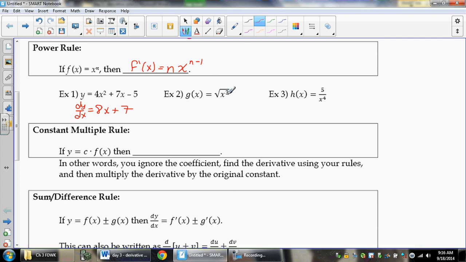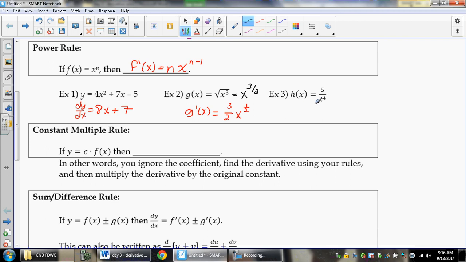Number 2, I really want this to look like an exponent rather than an exponent and a radical. So x cubed square rooted is the same as x to the 3 halves. And therefore our derivative is going to be 3 halves x to the, well, 3 halves minus 1 is 1 half.